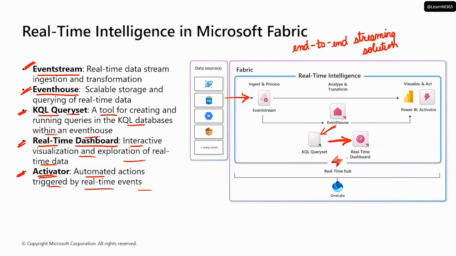Then we also have an action layer. Action layer means the activator will listen for patterns or conditions, and it will take actions based on them. And also we have a storage integration, which means the real-time hub. All the real-time data is unified and persisted in OneLake through the real-time hub itself. This is all supported within the real-time intelligence part.